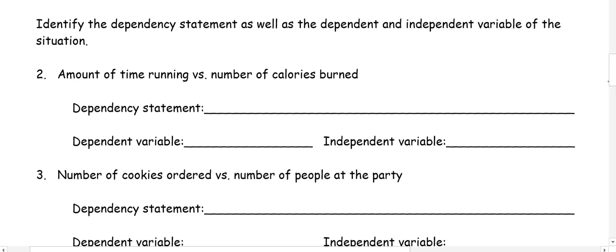Identify the dependency statement as well as the independent and dependent variables. So in number 1, we have the amount of time running versus the number of calories. So our independent variable is going to be the amount of time. This is what happens first. Our dependent variable is going to be the number of calories you burn. So we have the number of calories burned depends on the amount of time running.